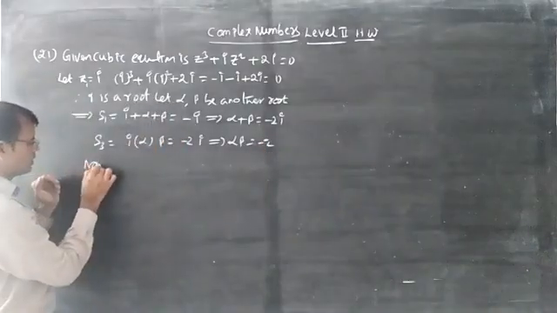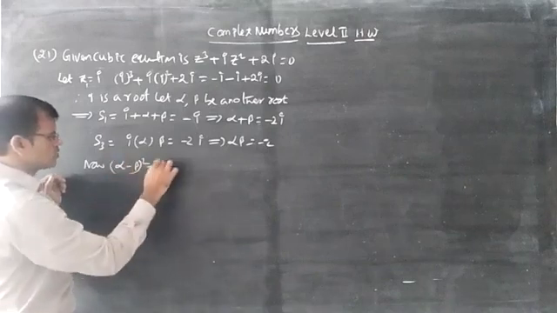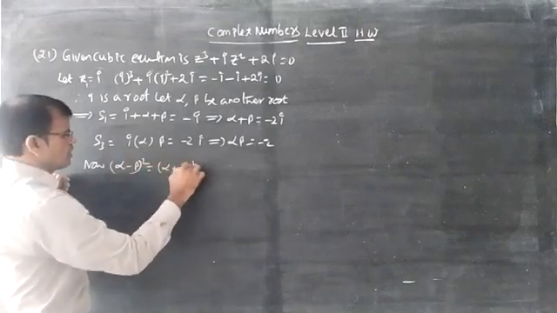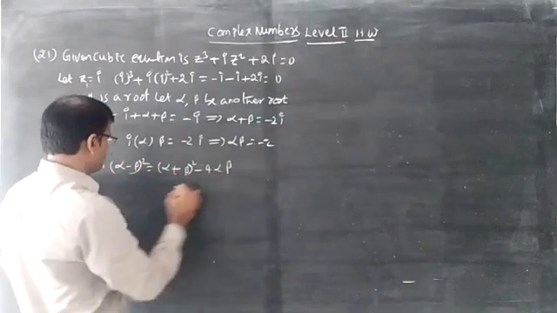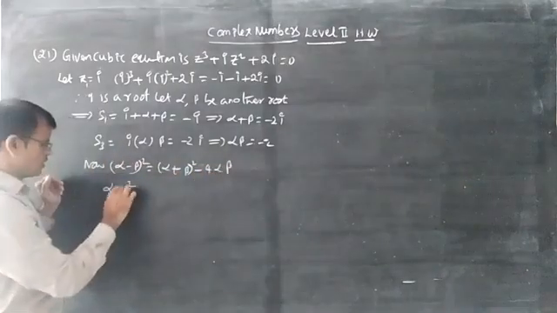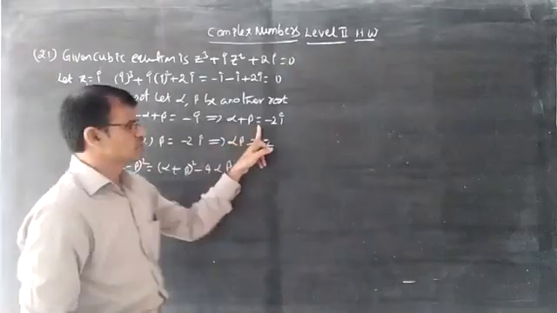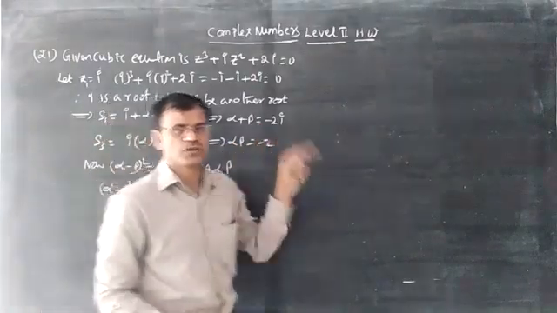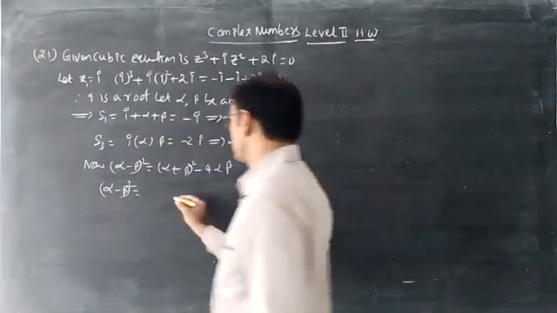Now apply the formula. Alpha minus beta whole square is equal to alpha plus beta whole square minus 4 alpha beta. Here alpha plus beta is equal to minus 2i. Minus 2i whole square is 4i square. So 4i square you can mention here as minus 4.